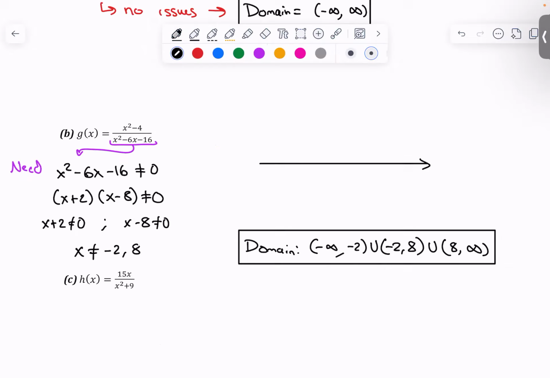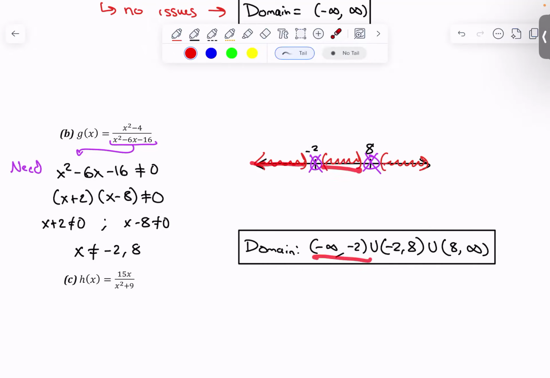If you draw a number line, here's -2 and here's positive 8. From the work above, we know that these two numbers need to be plucked out. Those two numbers are not part of my x values. They cannot be, as we just saw with the equations on the left. But everything else is part of the domain. So that's -infinity to -2, -2 to 8, and 8 to positive infinity. So you can always draw a number line to help you visualize it.